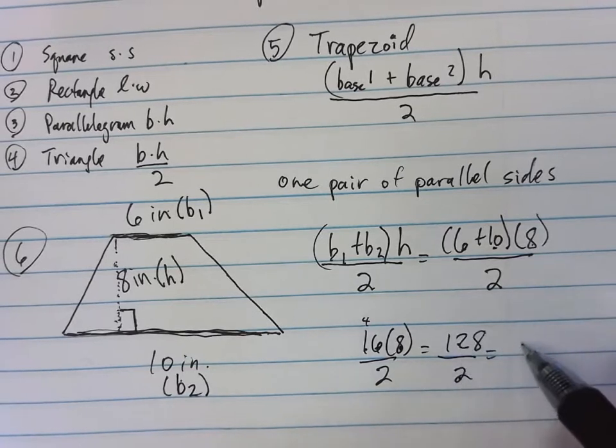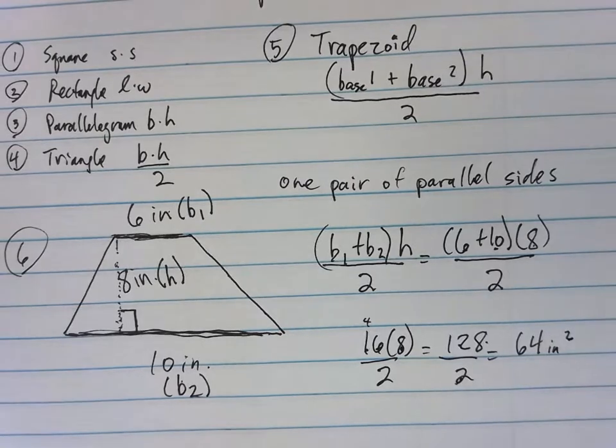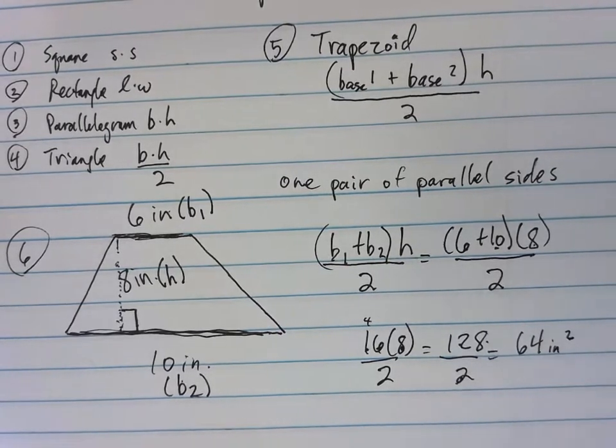2 goes into 12 6 times. 2 goes into 8 4 times. So that would be 64 inches squared. Okay? Base 1 plus base 2 times the height divided by 2. All right? Everybody good with that? I hope you are. Okay, let's try another one.